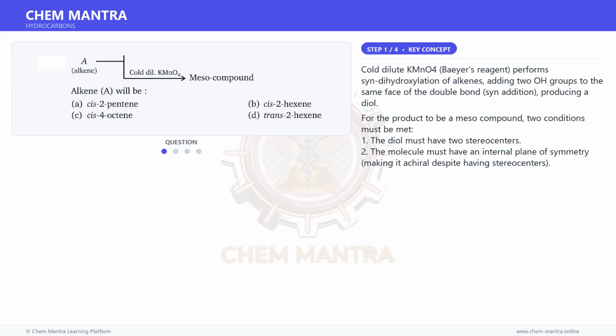Cold dilute KMnO4, Bayer's reagent, performs syn-dihydroxylation of alkenes, adding two OH groups to the same face of the double bond, syn addition, producing a diol. For the product to be a meso compound, two conditions must be met. 1. The diol must have two stereocenters. 2. The molecule must have an internal plane of symmetry, making it achiral despite having stereocenters.